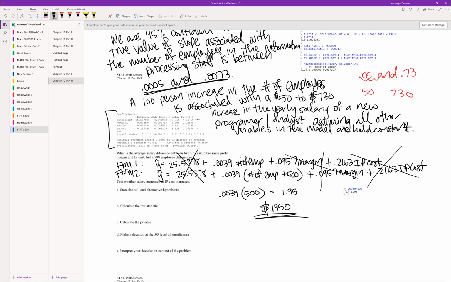All right, let's test whether the salary increases as IP cost increases. So H0, right? IP cost is beta 3. H0: beta 3 equals 0. HA: we're going to see if beta 3 is greater than 0. All right, we can calculate the test statistic.